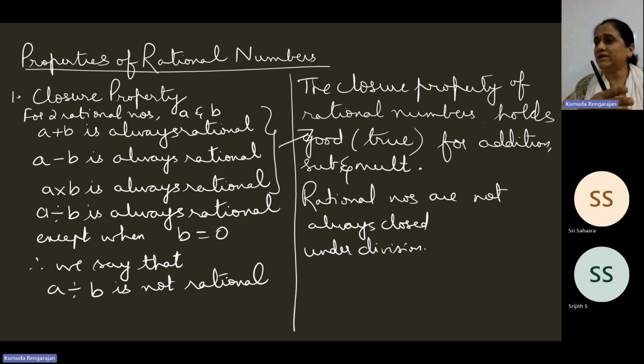See, like 5 by 3 is one rational number, 0 is another rational number. So 5 by 3 plus 0 is 5 by 3. So you can get the same rational number 5 by 3 if you're adding 0. Otherwise, it will be a different rational number, but it will be a rational number. Rational number plus rational number is equal to rational number. That's the closure property of addition of rational numbers.